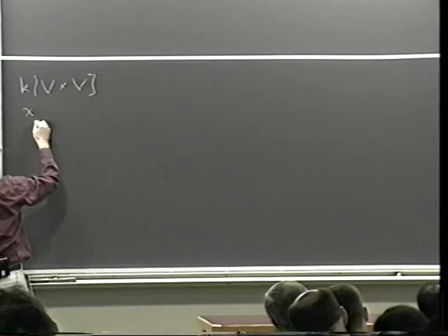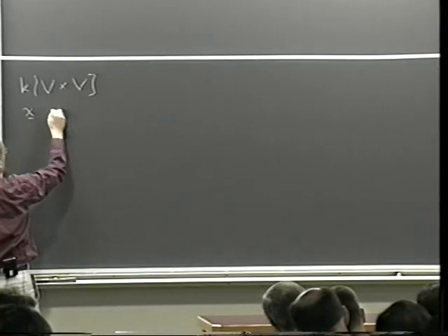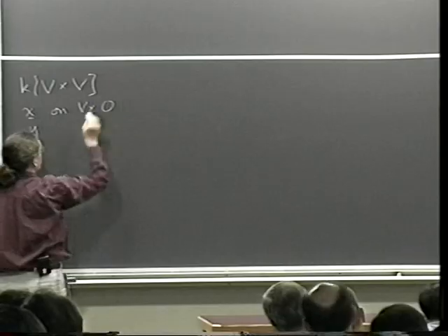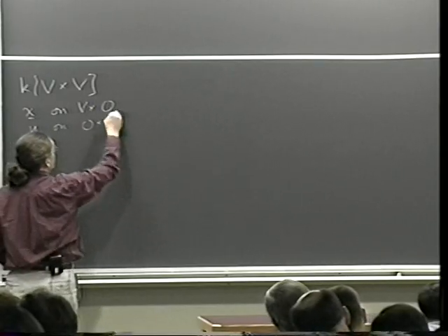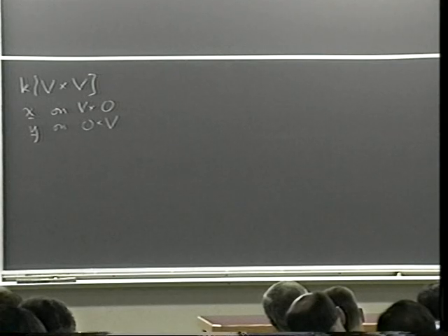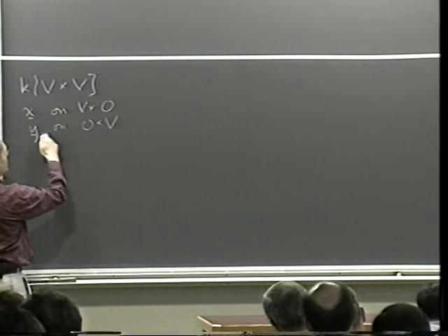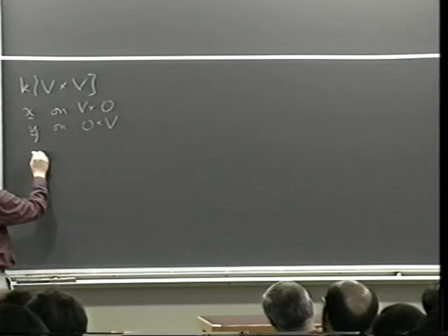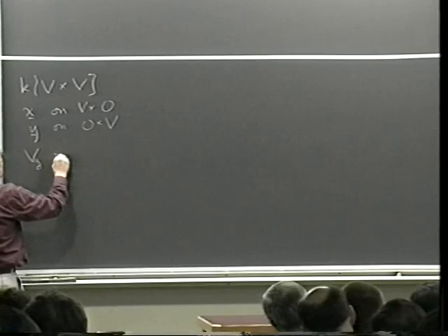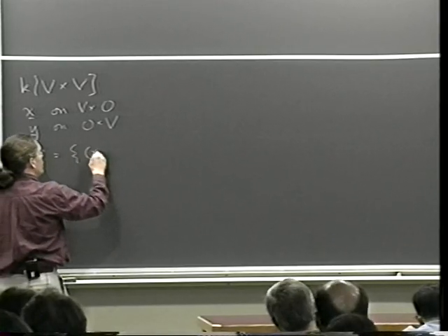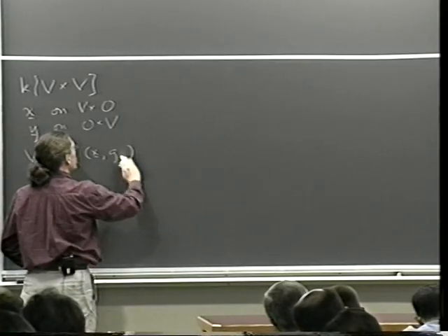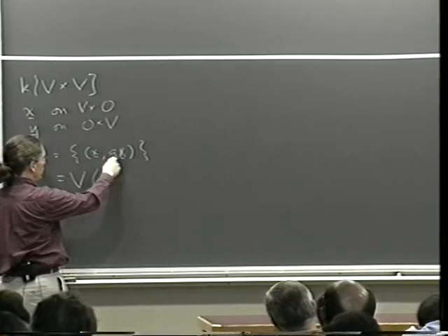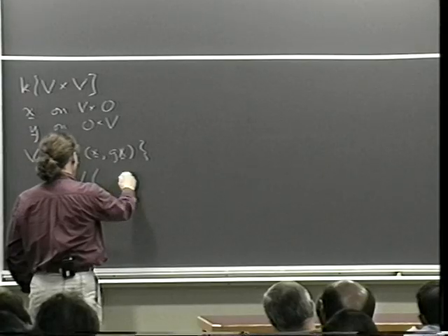Let's fix some coordinates x on V, and y on V cross 0 on the first factor and y on 0 cross V. So we've got two sets of coordinates here. And they should match. I want the y's just to be the same as the x's only on this second copy, right? And then I can look at, let's say, V_g, which is just the set of pairs x comma gx, right? So this is just the linear space defined by the equations that the y's are g of the x's, right?